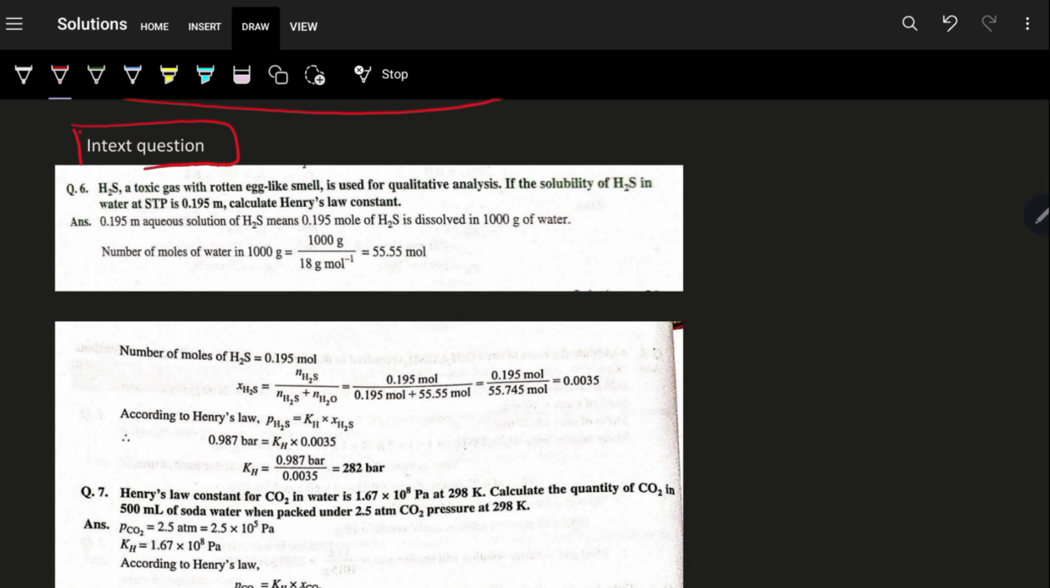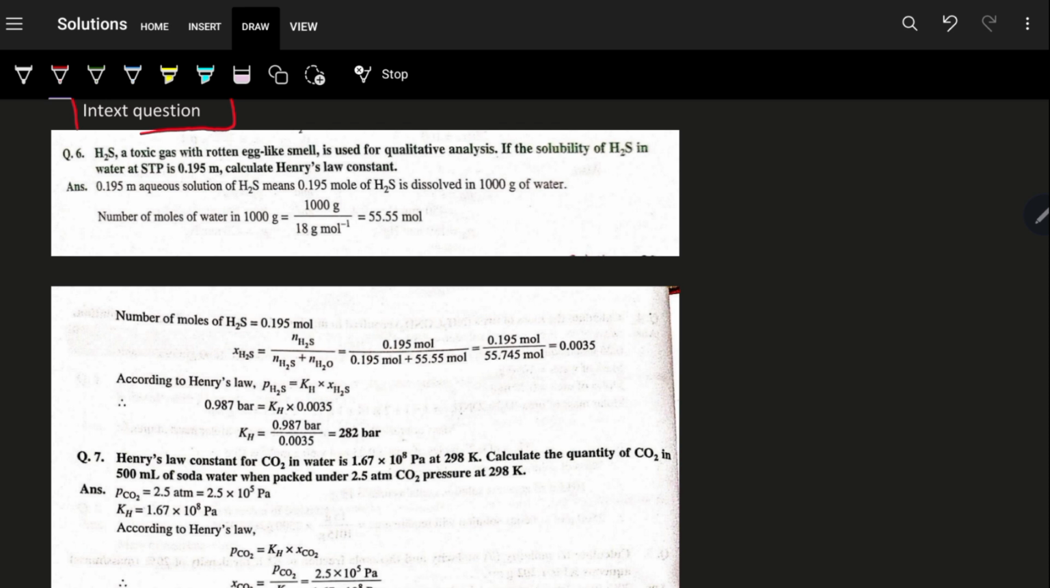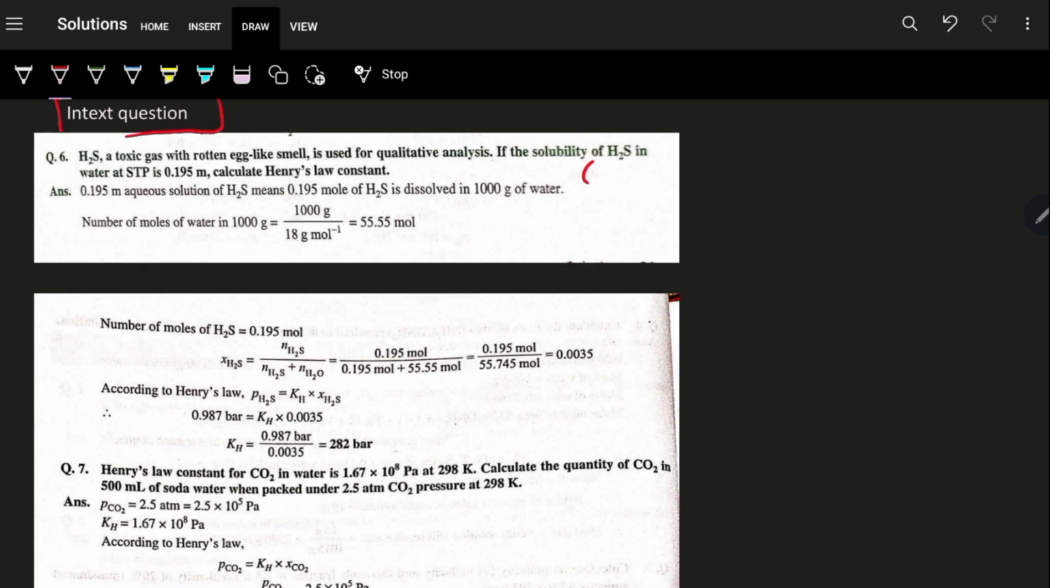H2S, a toxic gas with a rotten egg-like smell, is usually used in qualitative analysis, group analysis. You will see in your practicals that H2S is used. If the solubility of H2S in water is given, calculate Henry's law constant, Kh. This is the procedure. Solubility is given in molality, meaning moles per kg of the solvent. So this many moles of H2S are dissolved in 1000 grams of the solvent. So you find out how many moles are dissolved.